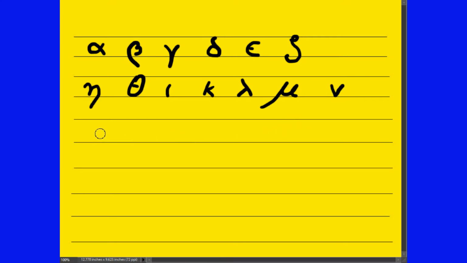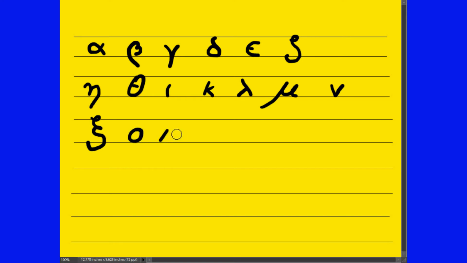Next we have xi, probably the trickiest one to make. Little curly Q at the top, then you come down like that, come back around, and then the tail goes down below. I should have put this really right on the line, but you get the idea. Omicron is just simply the O, looks like that.